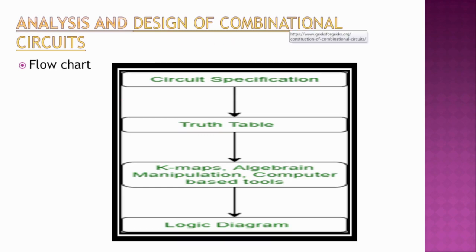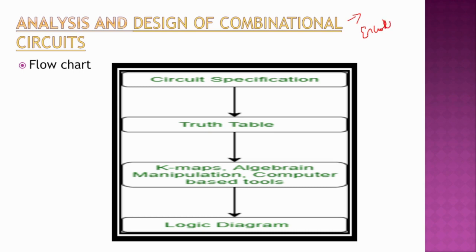Before that, what is meant by combinational circuit? A combinational circuit is used to perform the operation by using the AND gate, OR gate and NOT gate. So what are the examples of combinational circuit? Half adder, full adder, half subtractor, multiplexer, demultiplexer, encoder and decoder. These are all the examples of combinational circuit.